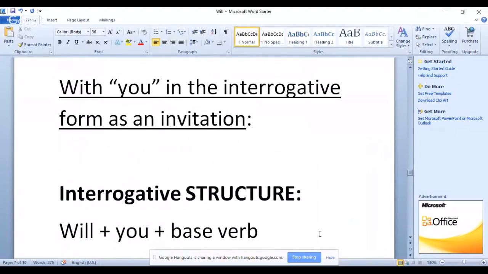So kind of like an invitation. Instead of saying, do you want to dance? We can say, shall we dance?